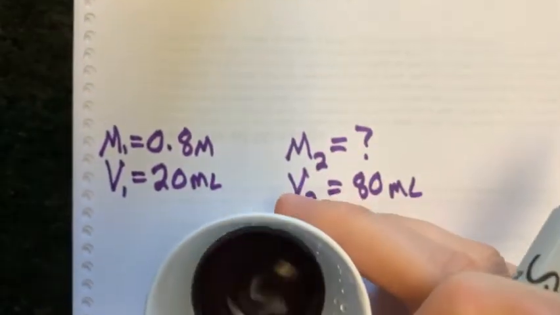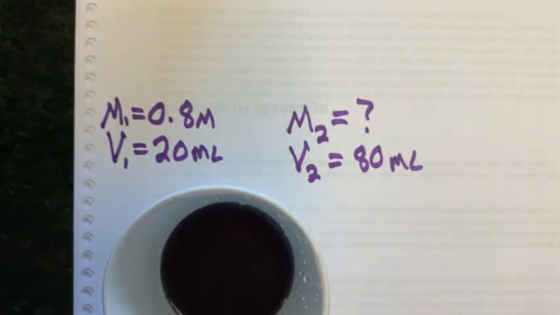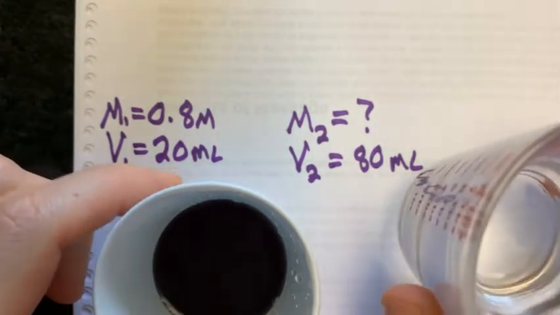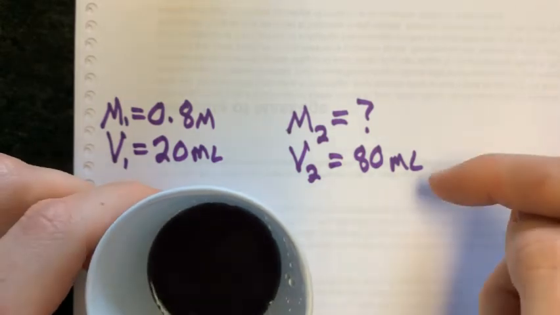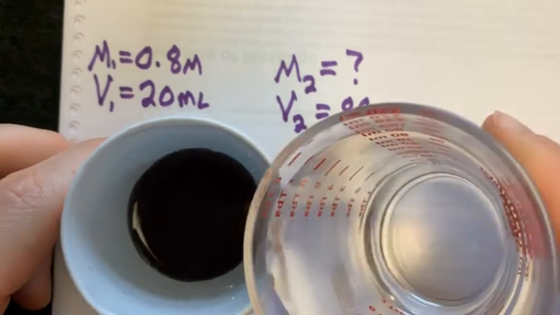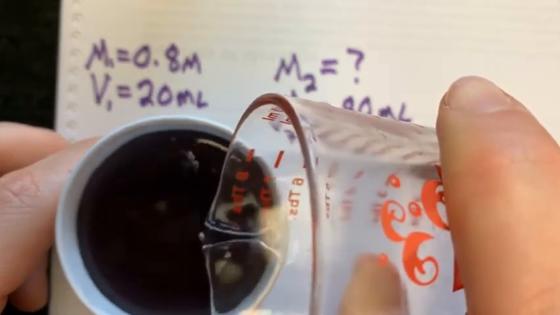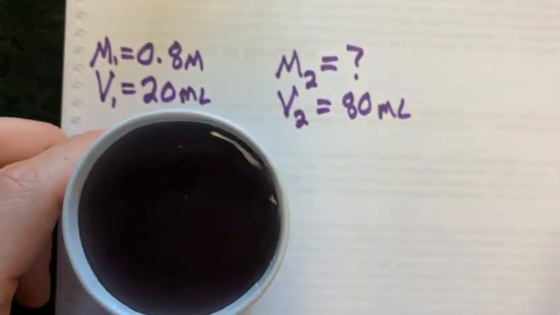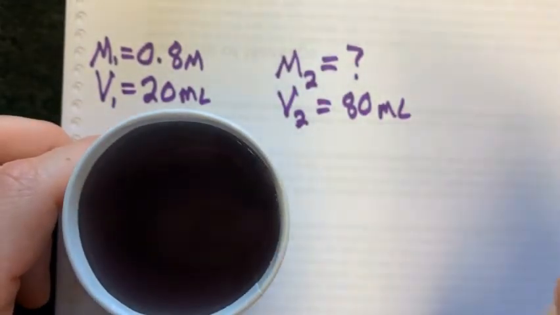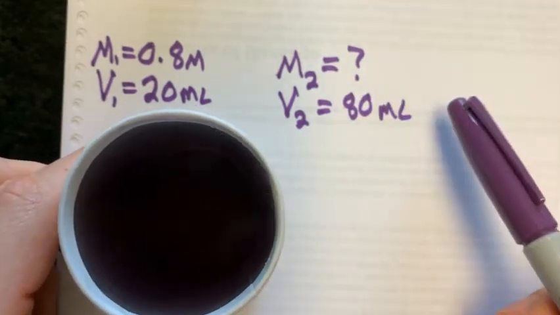So what we're gonna do is dilute this from 0.8 molar. We're gonna pour water into it until we get up to 80 milliliters. So this is dilution in action, folks. Pure water, add that until we get to 80 milliliters. You might notice the color changed a little bit. It's not as purple as the original solution. We want to find out what the molarity of this new solution is.